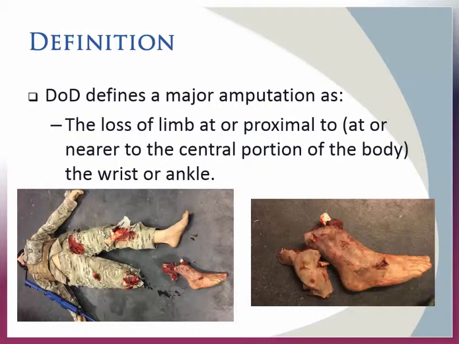The DoD defines a major amputation as the loss of limb at or proximal to the wrist or the ankle, proximal meaning at or nearer to the central portion of the body.